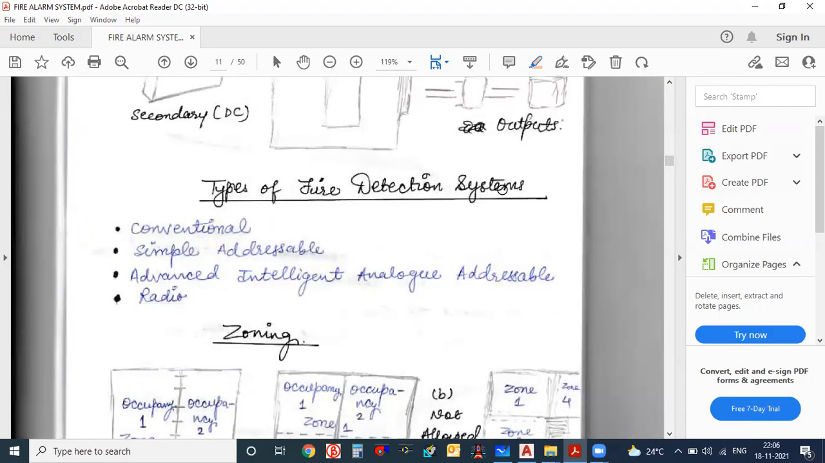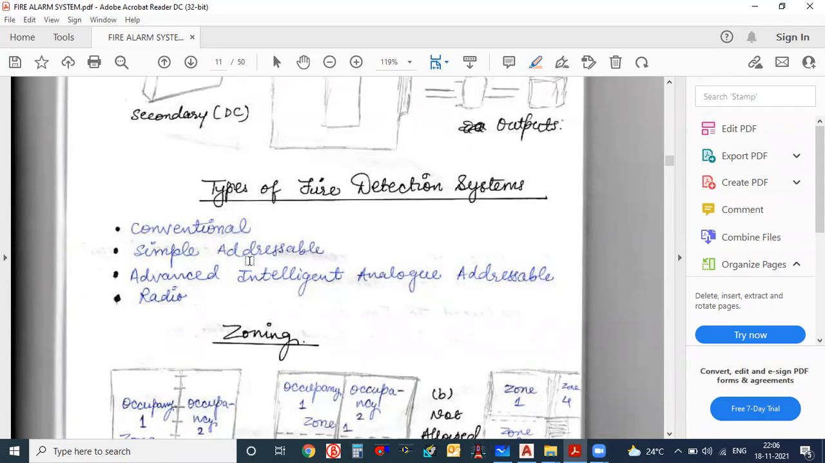And the types of fire detection system. There are 3 types: conventional, simple addressable, and advanced intelligent analog addressable. Now, why it is called addressable is because the fire alarm control panel is addressing the device, whether it is a control module, monitor module, or detector.